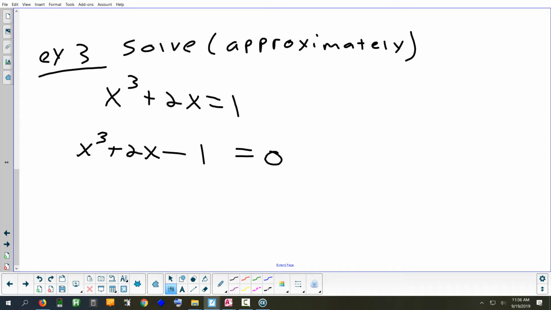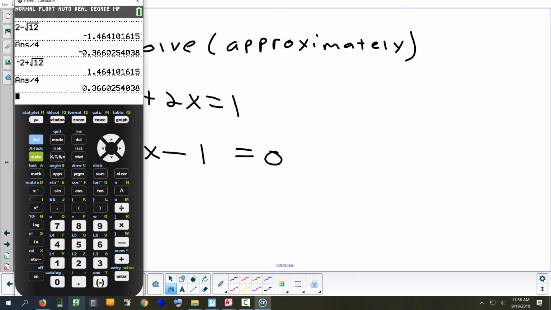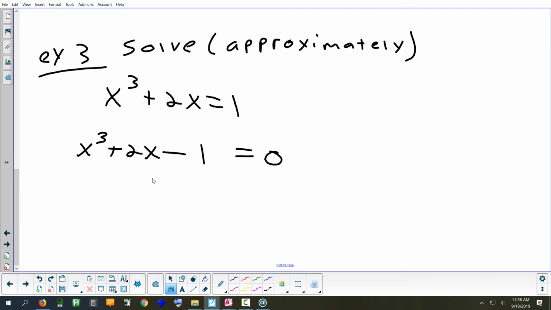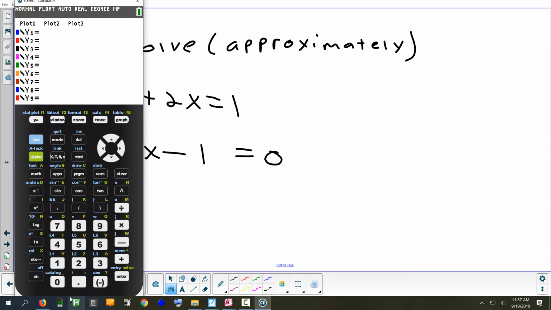Now, what do I do with that? Where do I type it in? Y equals. All right. Put it in on y equals. So it's x cubed plus 2x minus 1. Now what? Go to your graph. All right, let's go to my graph.